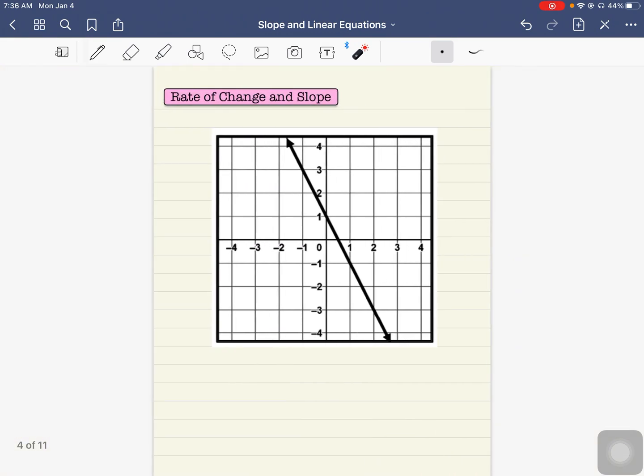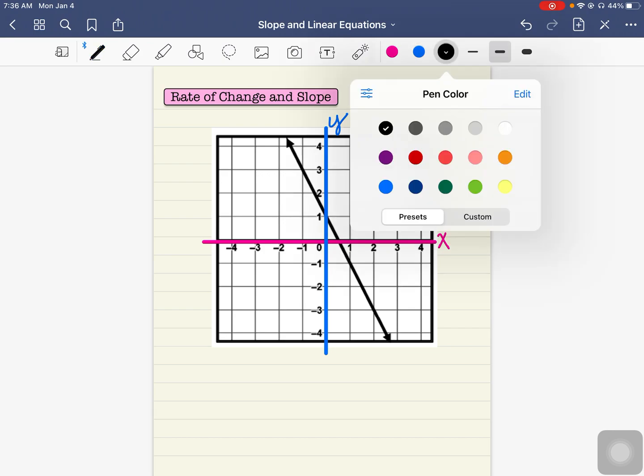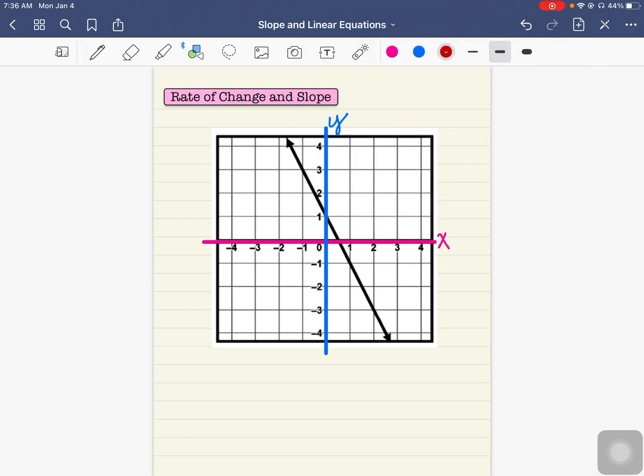So here's a graph. So as a reminder, remember our x's are left and right. So remember, this is our x-axis, and our y-axis is your vertical axis, and that's the one where all the numbers are. Okay, so this is my y-axis right here. And what we're going to be looking at is this line right there. Let's make it thicker. I'm going to be looking at that line right there.